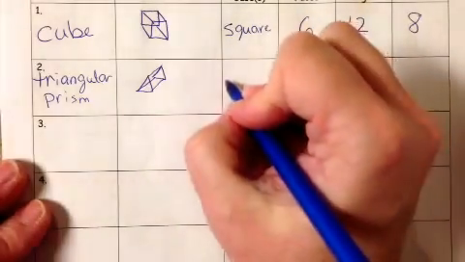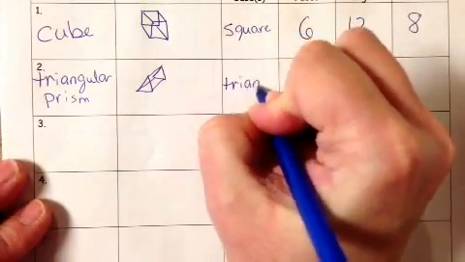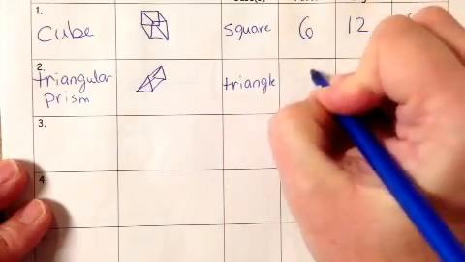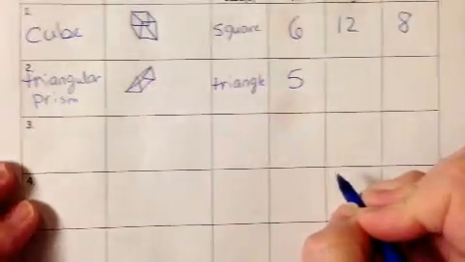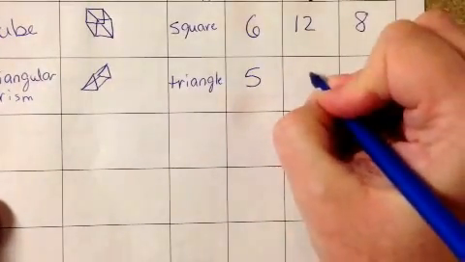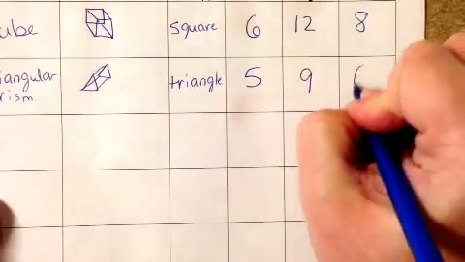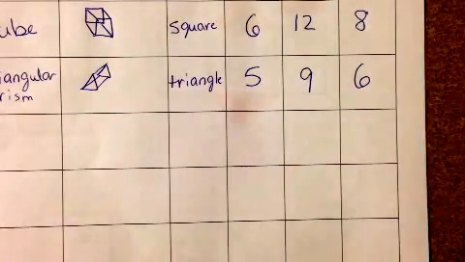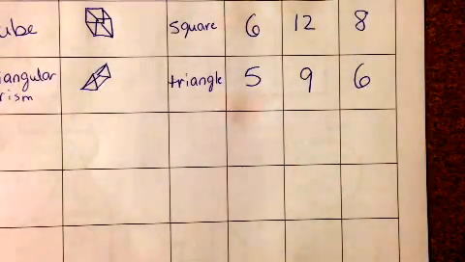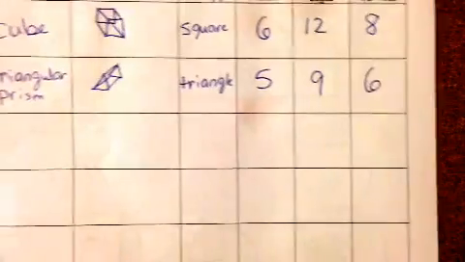Its base is the triangle, and it has 5 faces, 9 edges, and 6 vertices. Now we're looking for shape number 3.